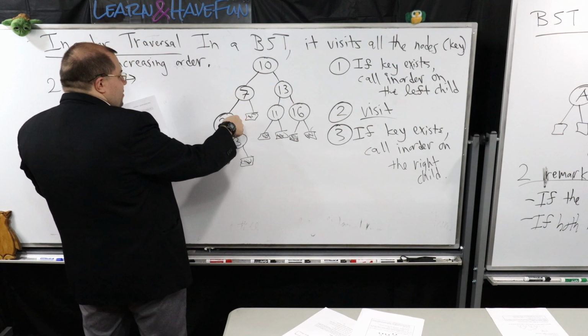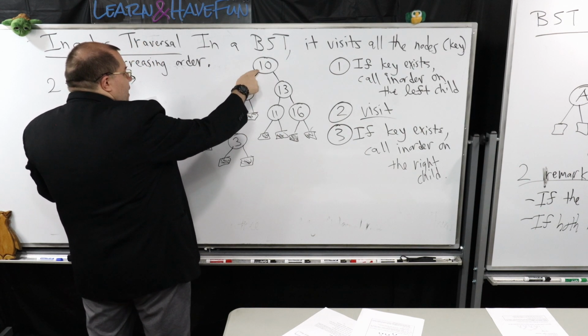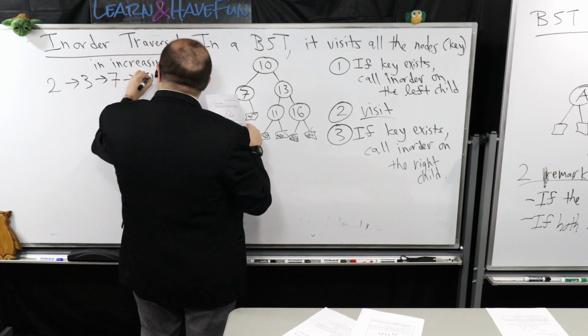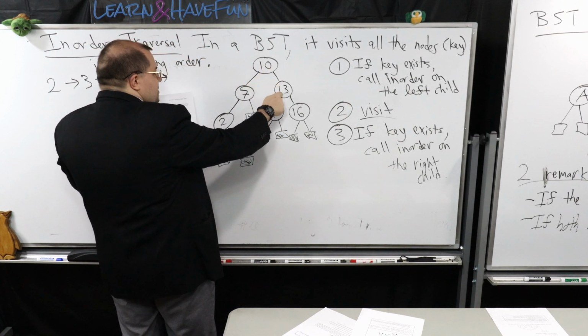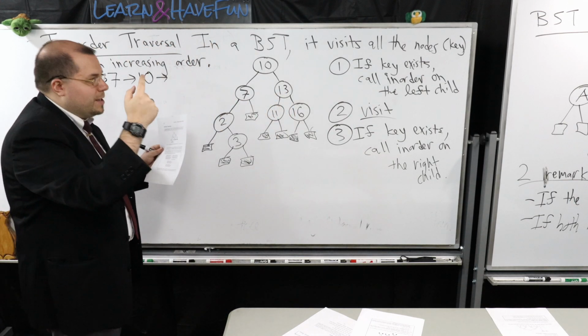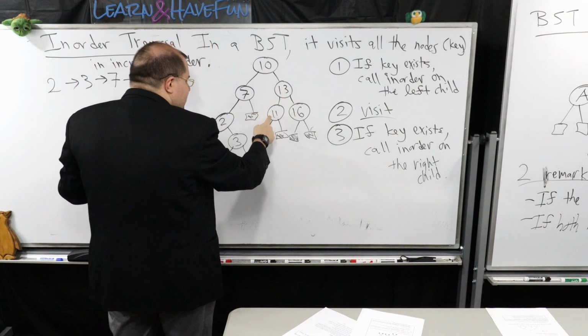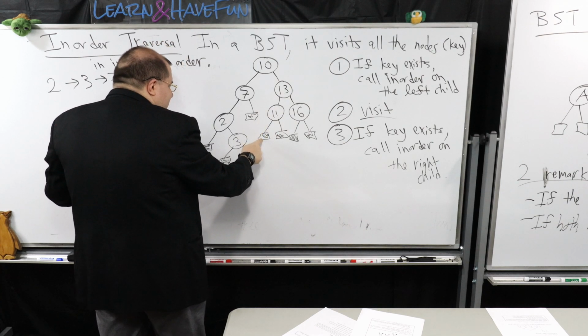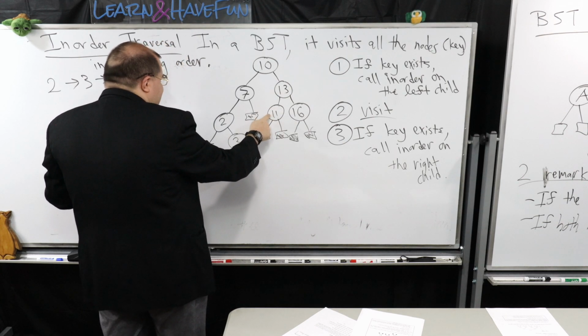I have a leaf node here, so I don't need to do anything. I visit myself. Then I go right. But I don't visit that one quite yet, right? I go left first. So I go left. This is a leaf, so I don't do that. 11.